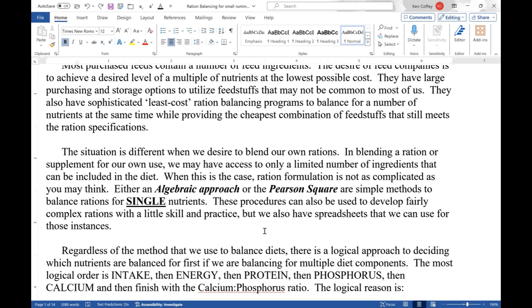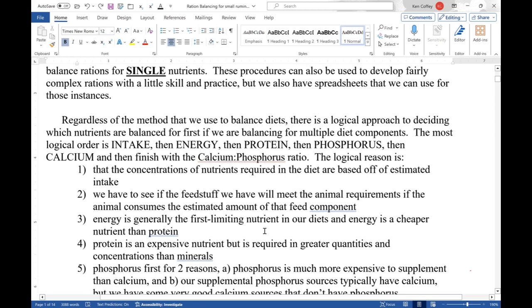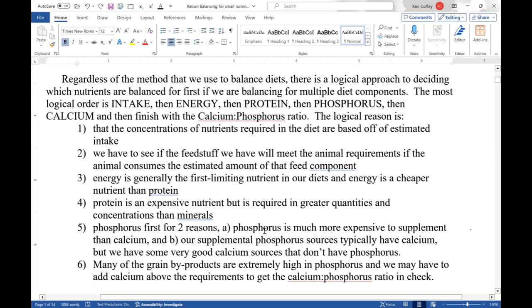But regardless of how we do this, there are some points I want to make about the philosophy of ration balancing. One is that these requirements are a target. They're not exact. They're based on a lot of different animals and a lot of research, but not necessarily on your individual herd. So you have to keep that in mind. Secondly, we have to make some decisions.